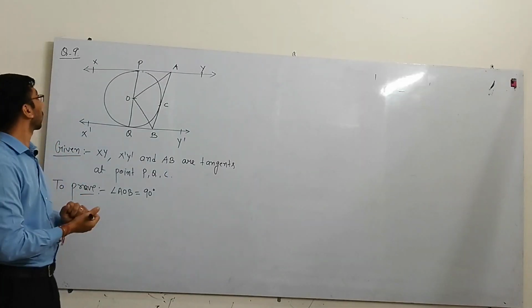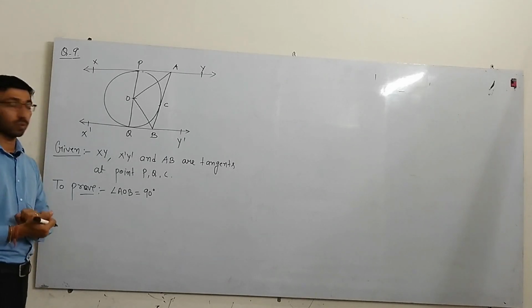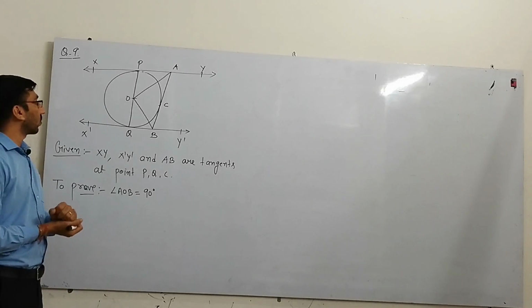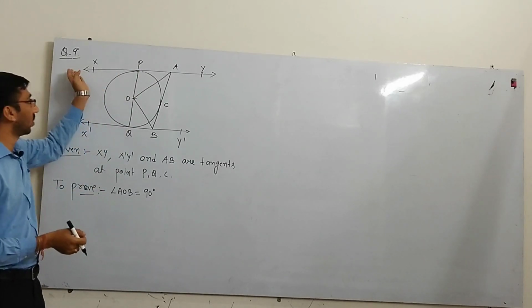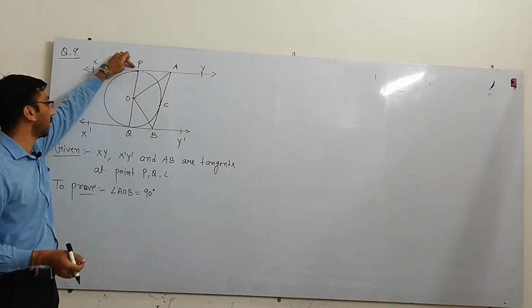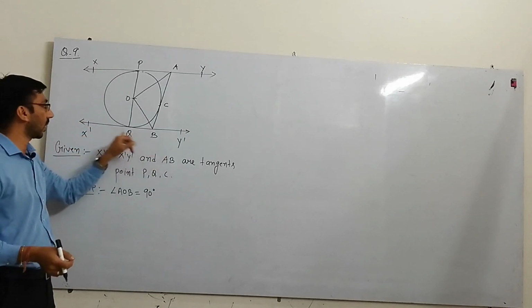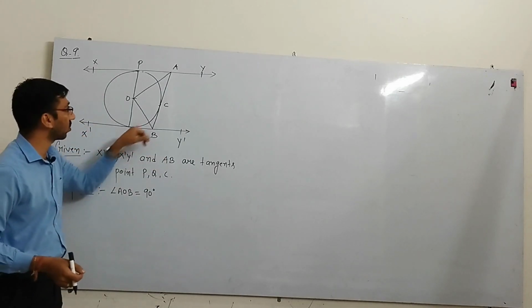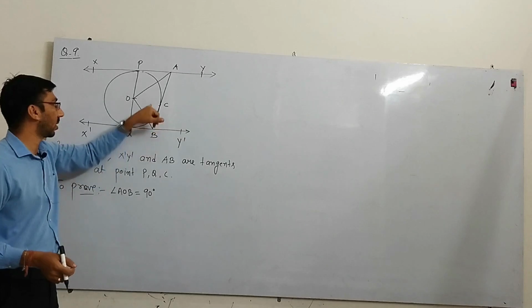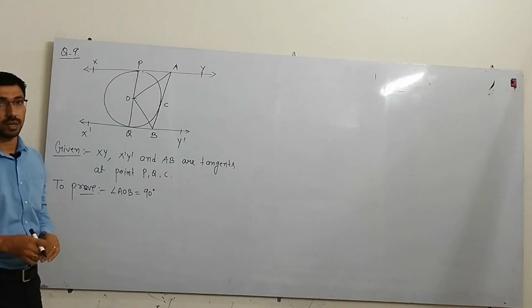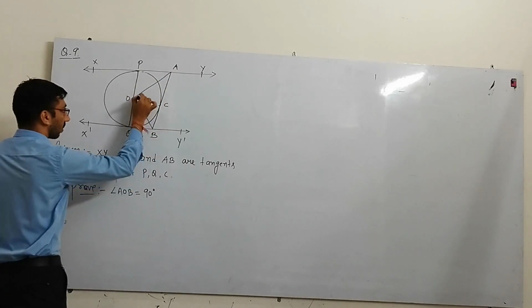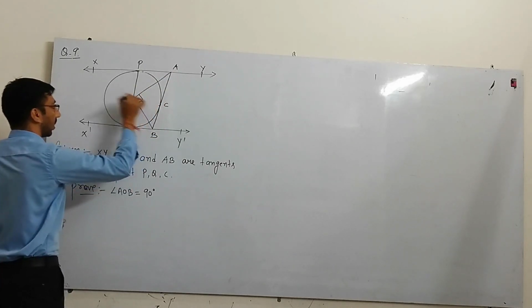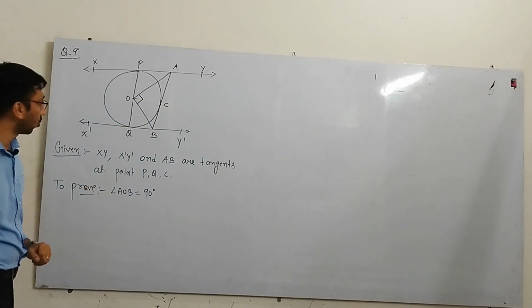Okay, so next is question number 9 of exercise 10.2. In this question we are given that this is a circle and there are three tangents. One is XY at point P, another X dash Y dash at point Q, and the last one is AB, tangent at the point of contact C. And we have to prove that this angle AOB, the complete angle, is 90 degrees. इसको आपको 90 degree prove करना है.